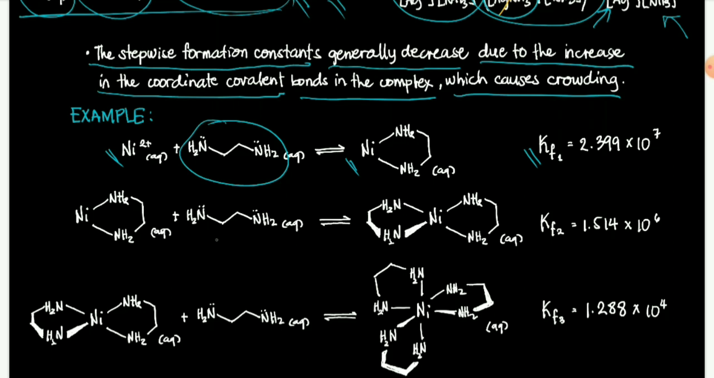So kapag naman yung susunod na ethylene diamine ay kakabit doon sa complex, magpo-form siya ng bis ethylene diamine nickel 2. Okay? So the Kf2 is less than the Kf1. So that's 1.514 times 10 to the 6th. Okay? That's less than this value, the Kf1.